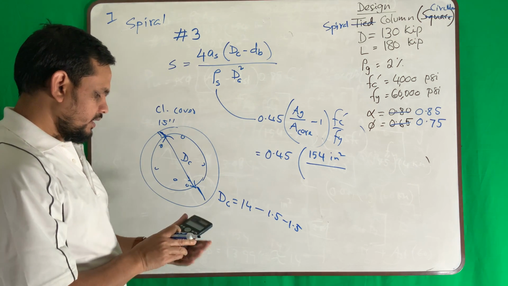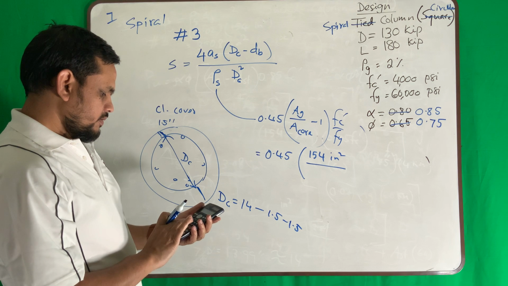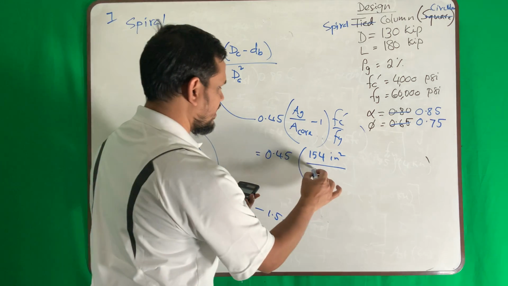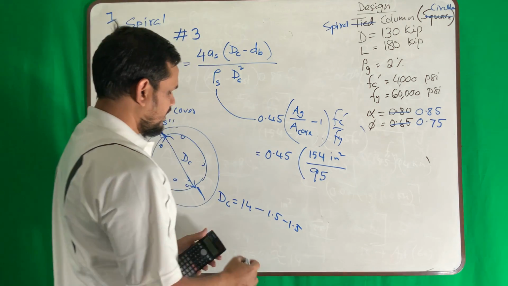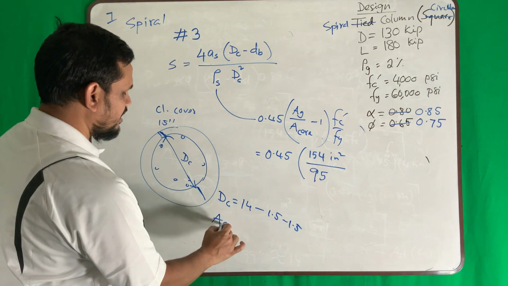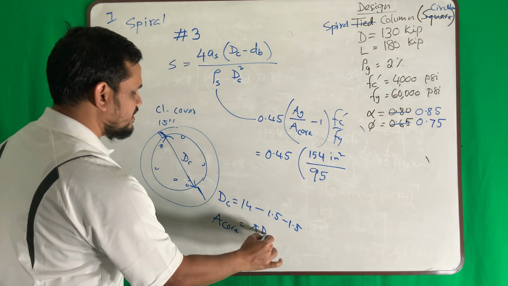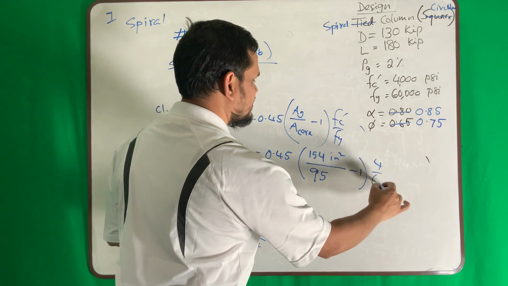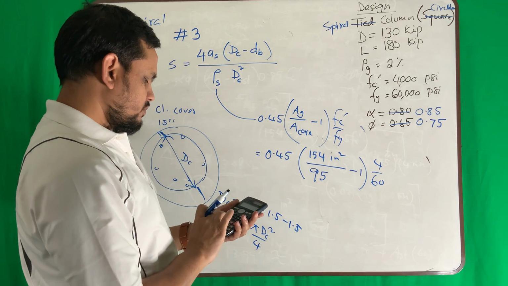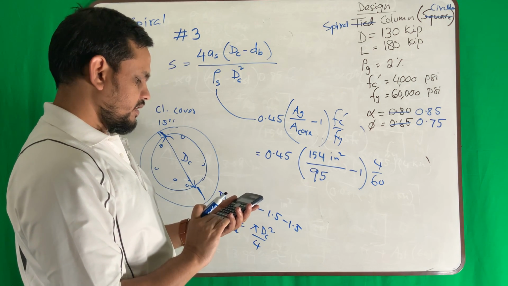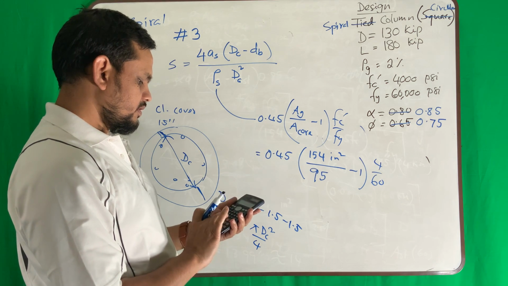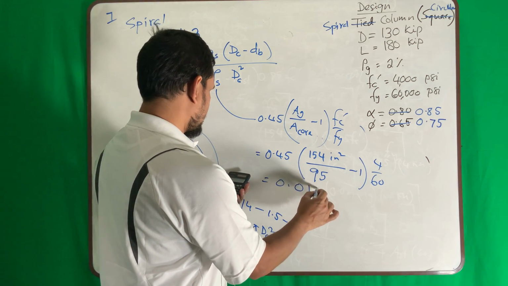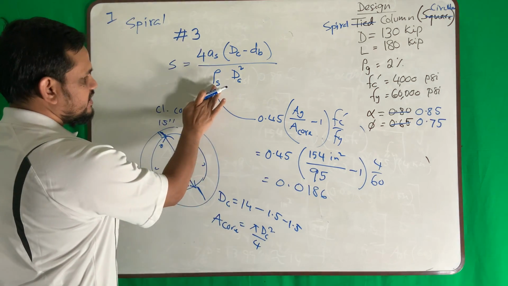That means my Dc will be 11 inch. So Ac is pi Dc square by 4, which is 95. Minus 1, times f'c over fy. So 154 divided by 95 minus 1, times 0.45 times 4 divided by 60. I got 0.0186 for the spiral ratio.